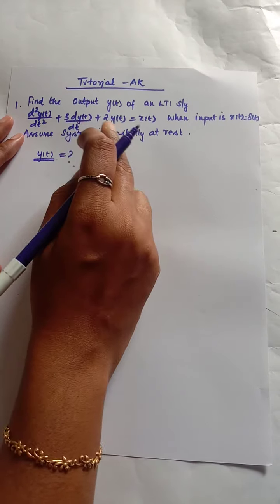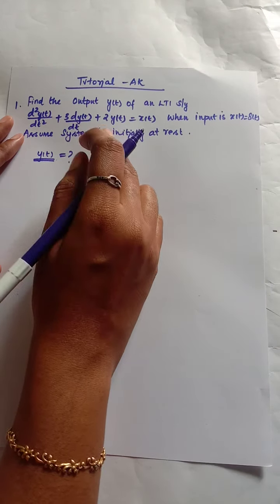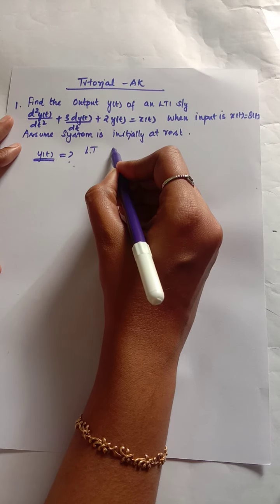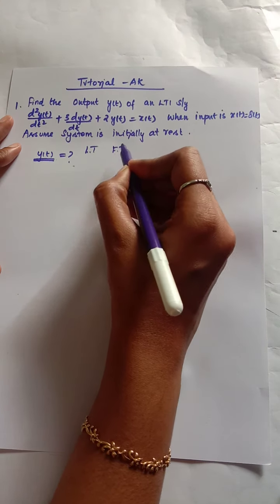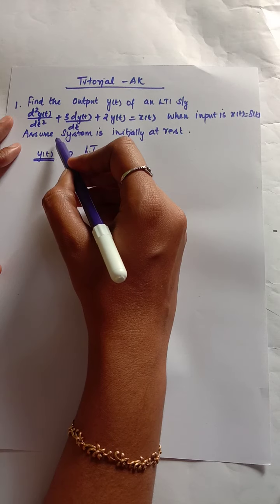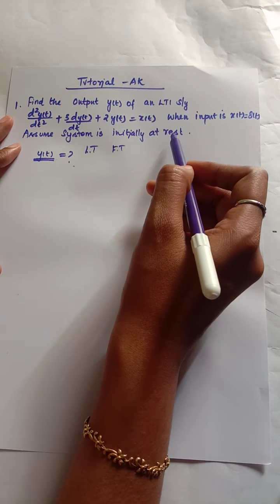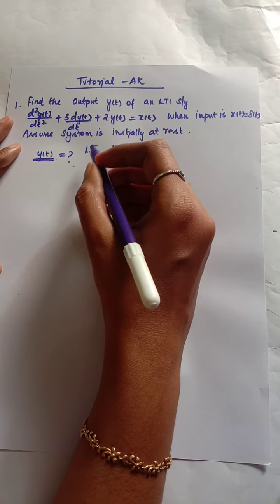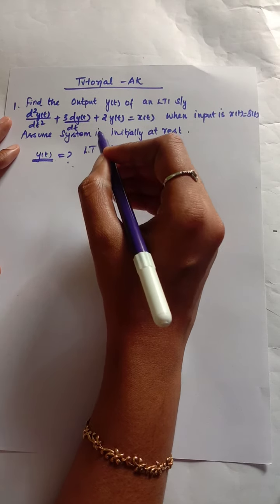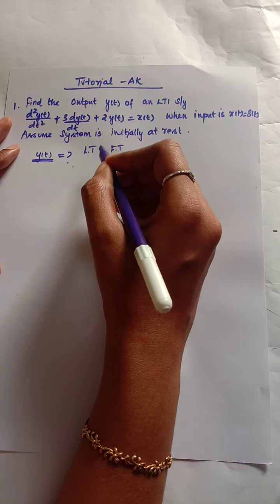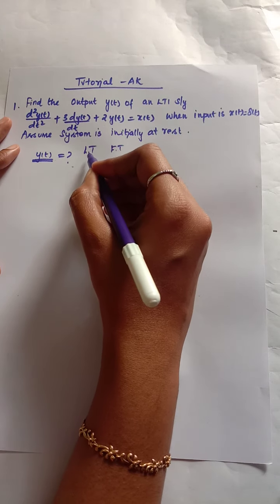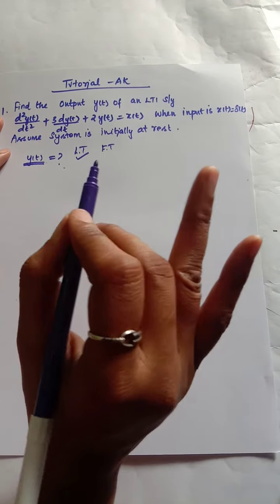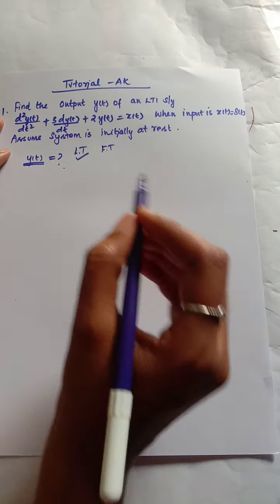So here, what we actually need to find is the output. Either you can apply the Laplace transform or you can apply the Fourier transform, because they have given the condition that the system is initially at rest. In this case you can apply either Fourier transform or Laplace transform. If the system has some initial conditions that are not 0, in that case you have to choose Laplace transform. Generally we will prefer Laplace transform.